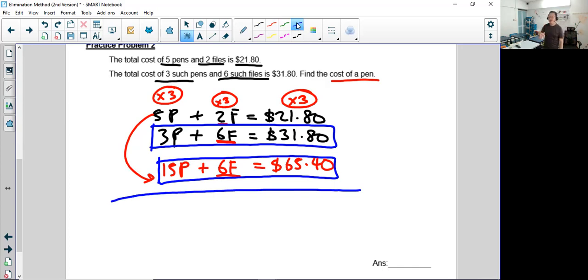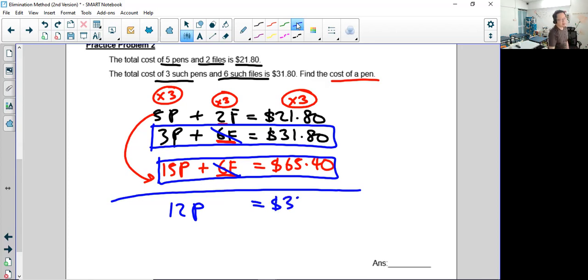So there's a clear-cut direction to know what we want to do. We want to get rid of something that we don't want. So how to get rid of the files? Then you take the bottom statement minus the top statement. So 6 files minus 6 files, and then take the 15 pens minus 3 pens, you will get 12 pens. And then take the money, which is the bottom statement, $65.40, and you also minus $31.80. And you will get $33.60.